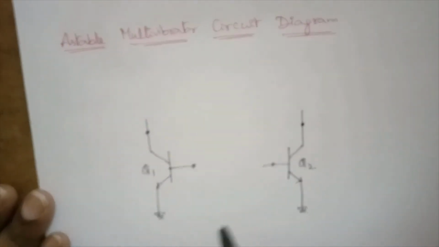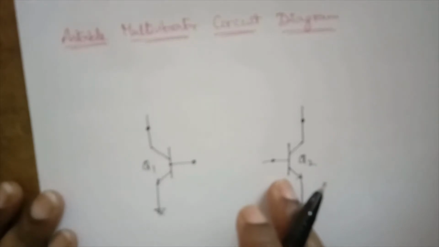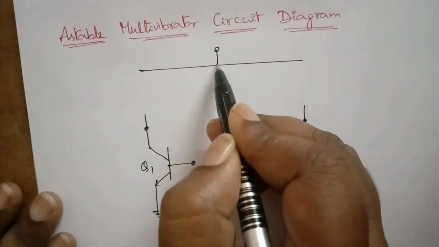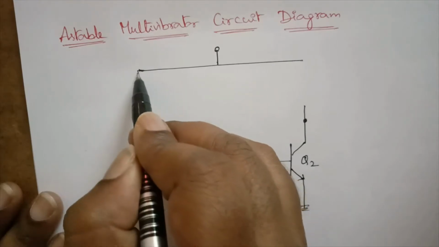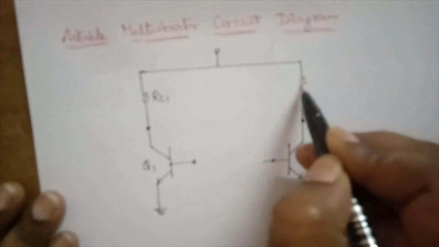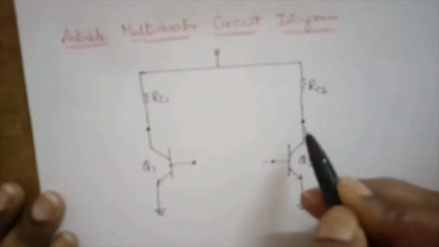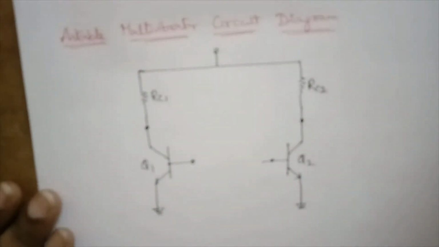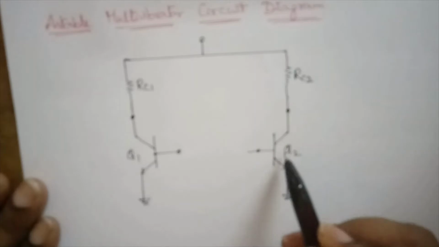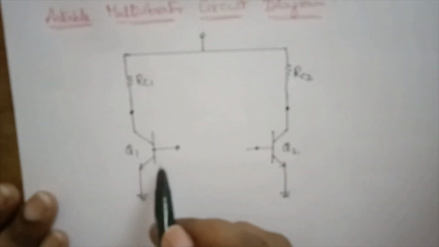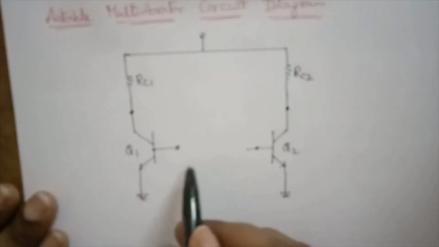Here, to operate these transistors we require a DC supply. We already know that the DC supply is not connected directly, so for that we are taking some limiting resistors. This is RC1 and this one is RC2. RC1 is connected to the collector terminal of the transistor Q1 and RC2 is connected to the collector terminal of Q2. Here the transistors Q1 and Q2 are connected in a cross coupled manner.